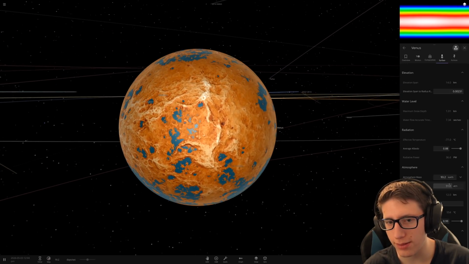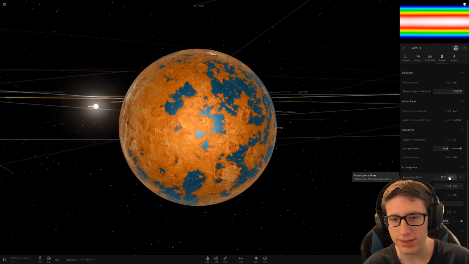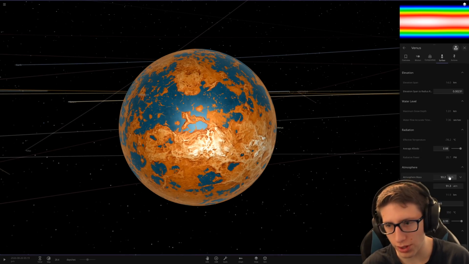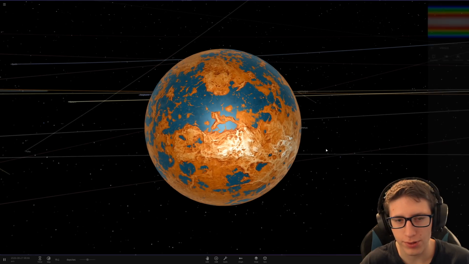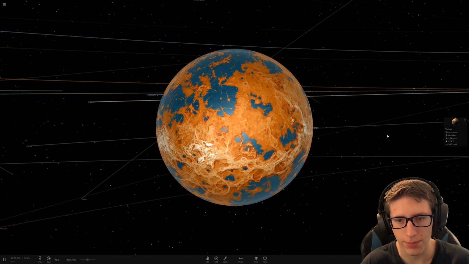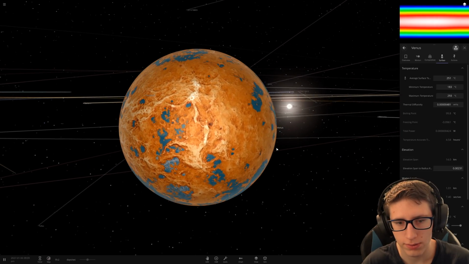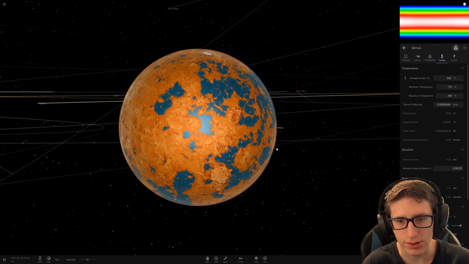Pressure 91 atmospheres. So let's see if that's the reason. This is going to absolutely destroy the temperature of Venus, but I'm curious if turning down the pressure will allow the water to evaporate. No, that's not what's causing it.